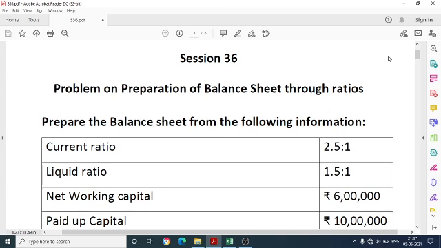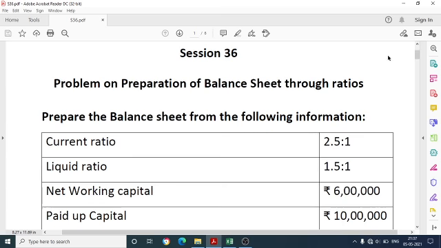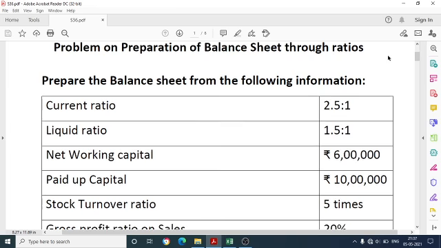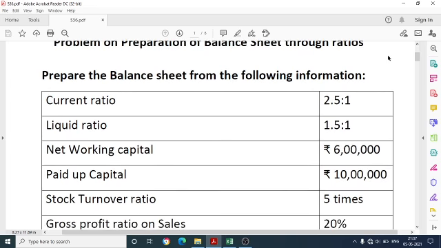Especially in this problem, we are going to prepare the balance sheet with the help of the given information. So now first we will analyze the problem. Prepare the balance sheet from the following information.